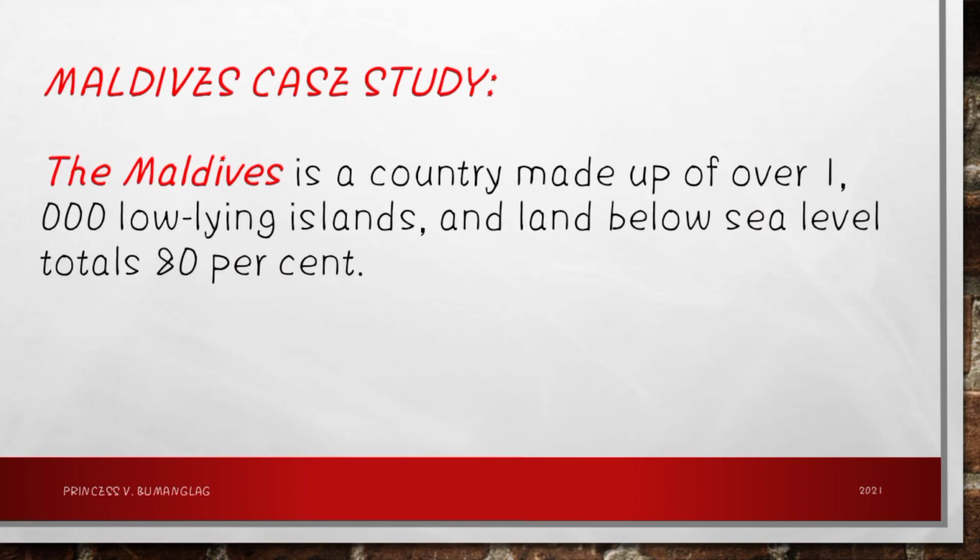Next is the Maldives case study. So, the Maldives is a country made up of over 1,000 low-lying islands and land below sea level total 80%. So, Maldives is mostly affected by tropical storms and tropical cyclones, also flood or erosion. And some parts of Maldives are relatively poor and the houses are mostly shacks and weak. And they are highly populated areas.